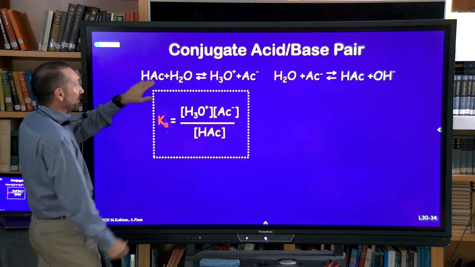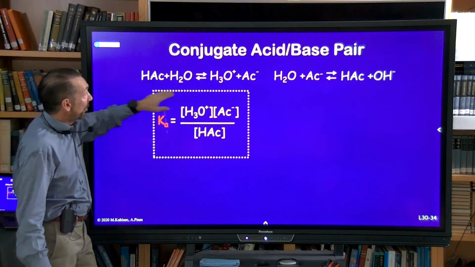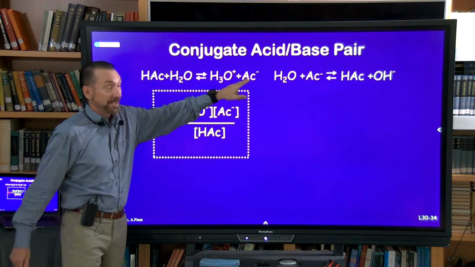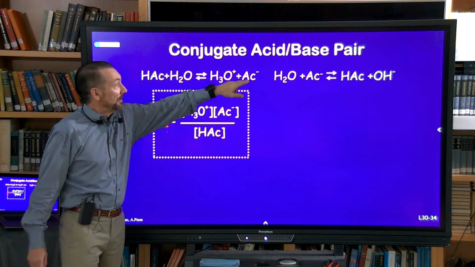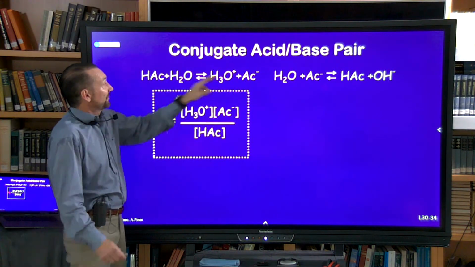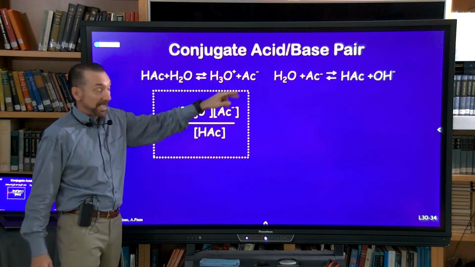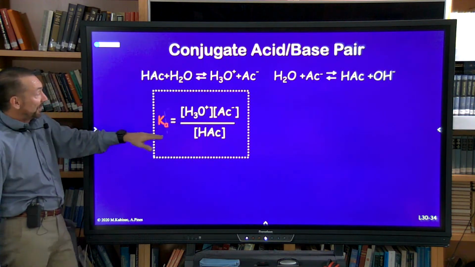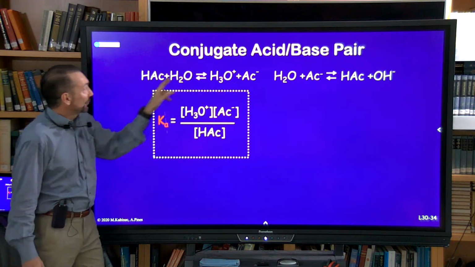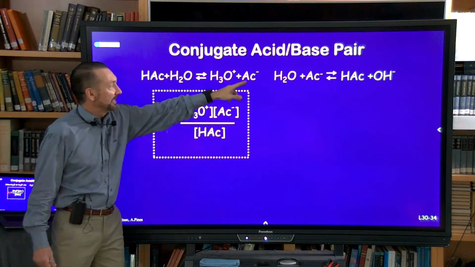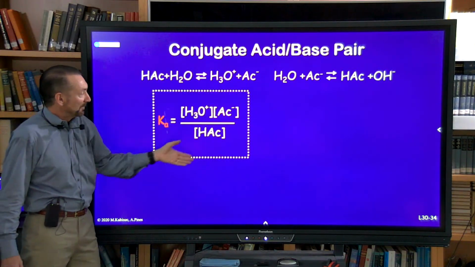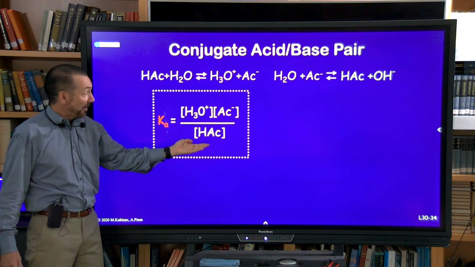Whenever you have one of them, the conjugate acid or conjugate base in water, both forms are there. They always form some equilibrium. So you'll always find them in pairs in solution, and you'll write the equilibrium expression. This is an acid dissociation. That proton ends up on water. You get H3O plus and Ac minus. The equilibrium expression looks like this. We can write that already.